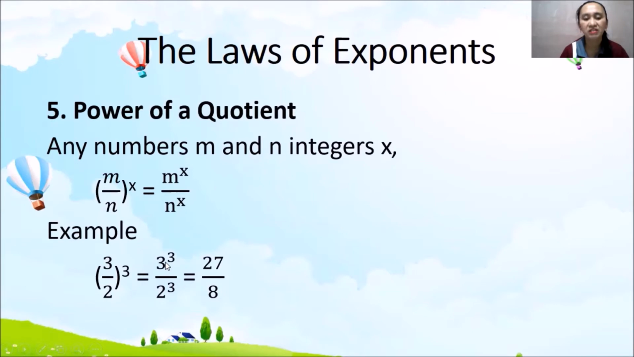What is the value of 3 cube? 3 times 3 times 3 is equal to 27. Over 2 cube, which is 2 times 2 times 2, is equal to 8. So the simplest form is 27 over 8. So the value of 3 halves raised to the cube is 27 over 8. I hope clear po ang laws of exponents we have for this week.